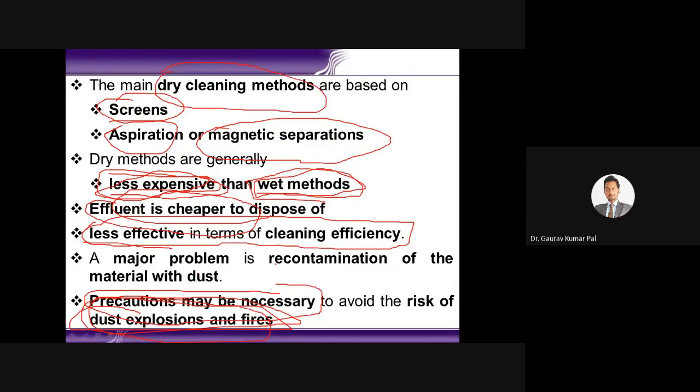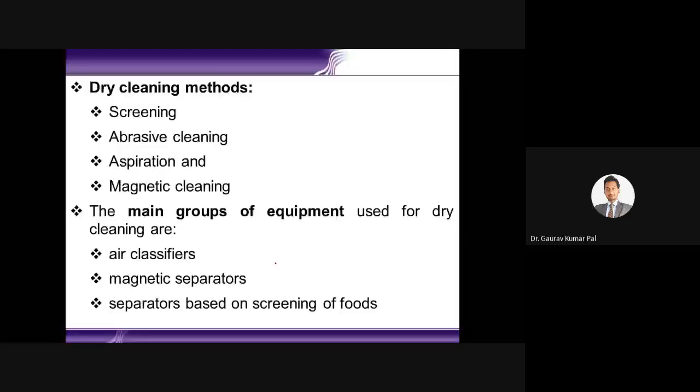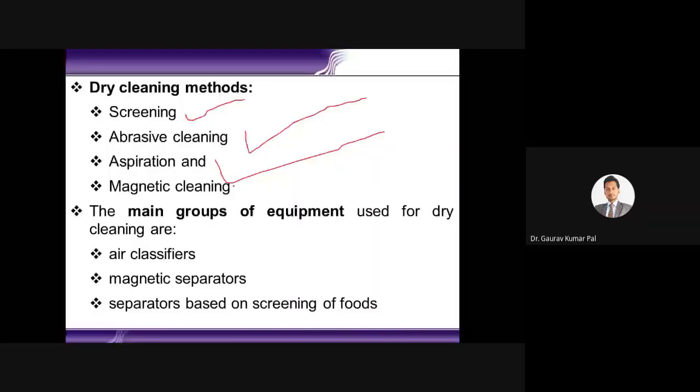Yeah. So if we see the dry cleaning methods, what could be the dry cleaning methods? First is screening method, then abrasive cleaning method, third is aspiration method, magnetic method. Another one more method is the electrostatic cleaning method. So what are the major group of equipment that could be used? That will be air classifier or magnetic separators, which are going to separate based on the screening of the foods. So now we are going to discuss one by one.